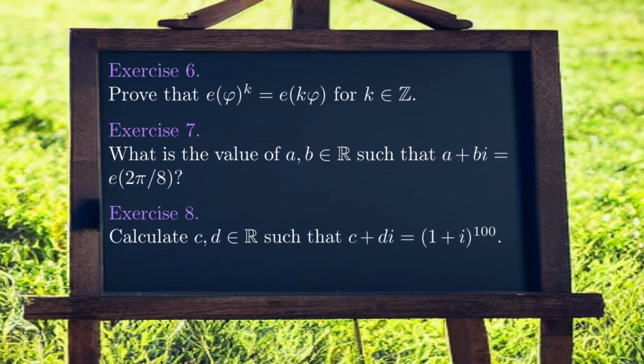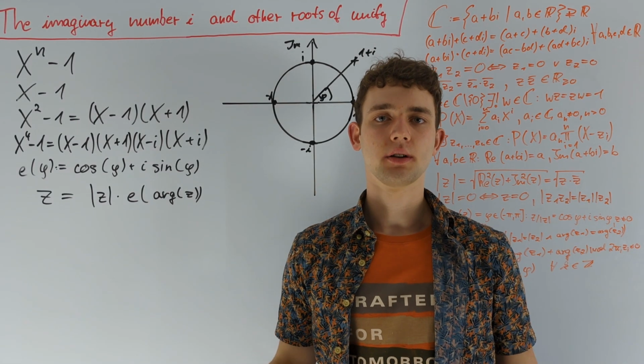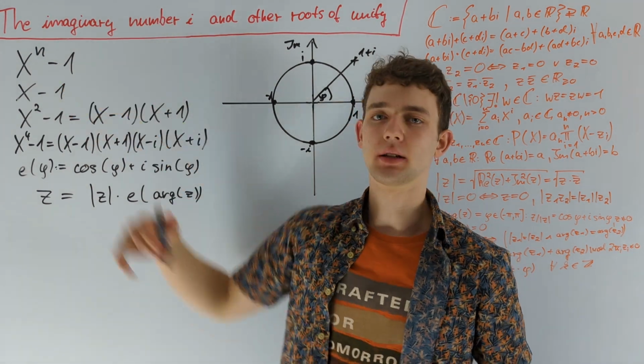Firstly, we want to prove that e of phi to the power of k equals e of k times phi for any integer k. Moreover, we are asked to find the real numbers a and b such that a plus bi equals e of 2 pi over 8. Lastly, calculate c and d real numbers such that c plus di equals (1 plus i) to the power of 100. All this enables us to complete our investigation of x to the power of n minus 1.